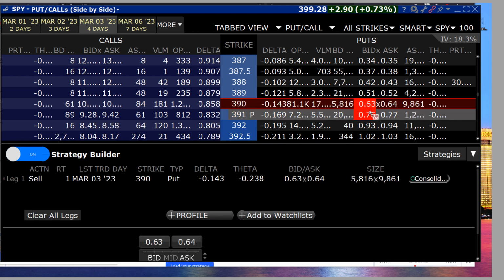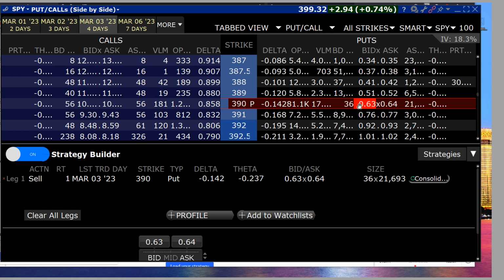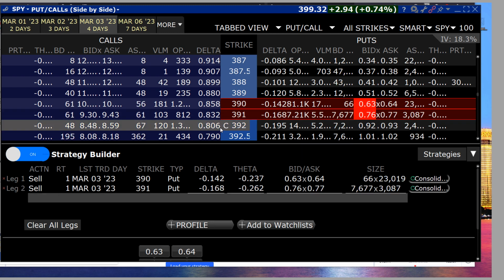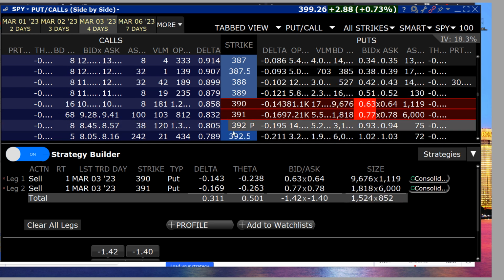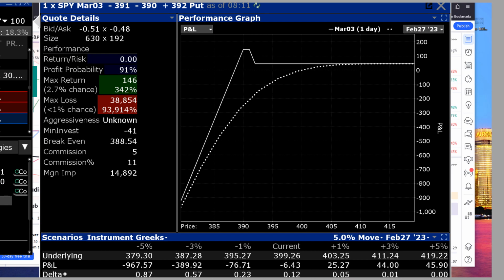And because I have to sell 2 puts and buy 1 put, I can either sell the same put, so I would just double up on this, or I can sell a 391 as well. And then the one I would buy is the 392. So the profile would look something like this. If the SPY finishes above 392, then I will be making about $46.